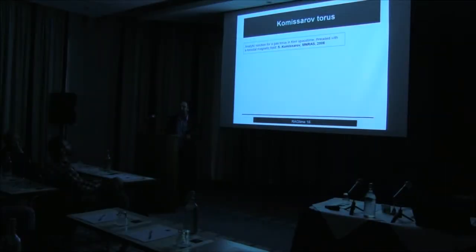Okay, so we still have that one interesting subject. It is the Komissarov torus stability. So for those of you who perhaps do not know what a Komissarov torus is, this is a generalization of what we call a Polish donut or a fat disk, a torus that orbits around a compact object. So the Polish donut is a hydrodynamical solution. And what Komissarov did in 2006 is he added a toroidal magnetic field.